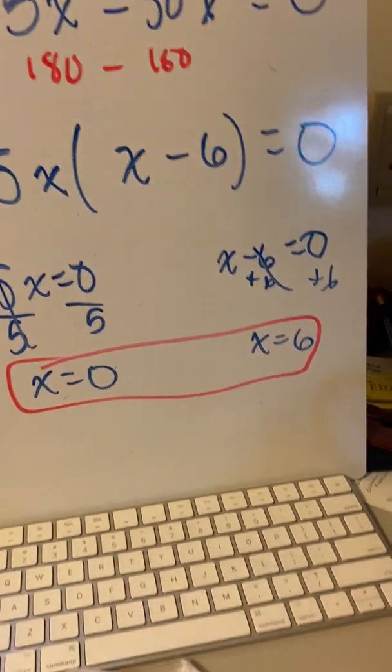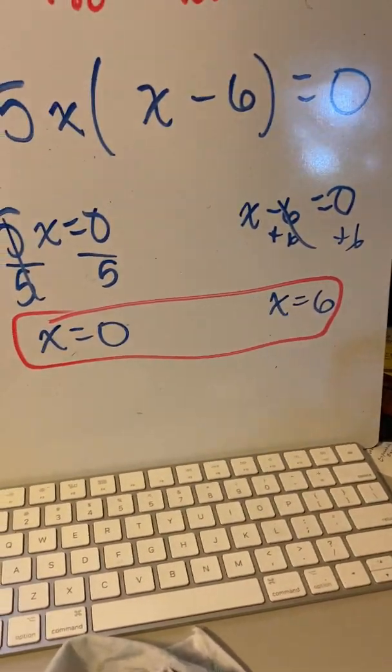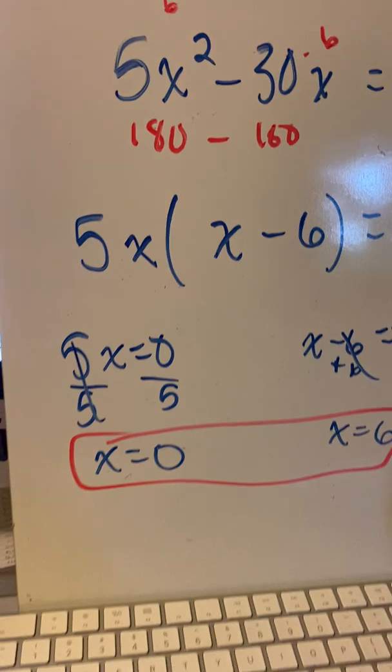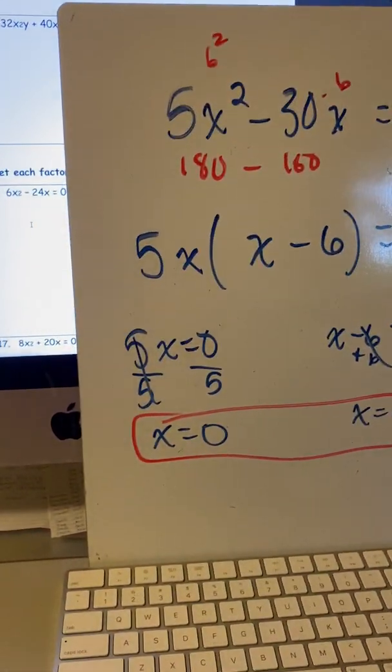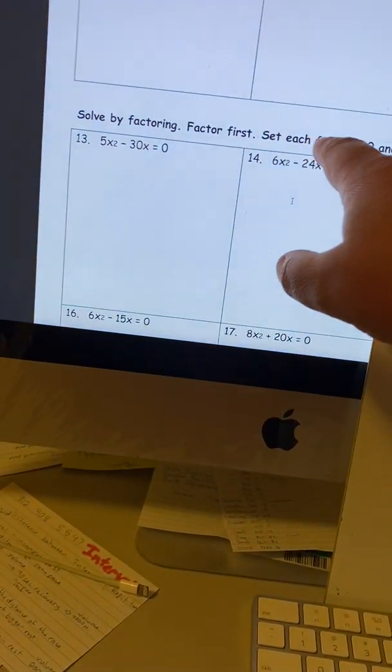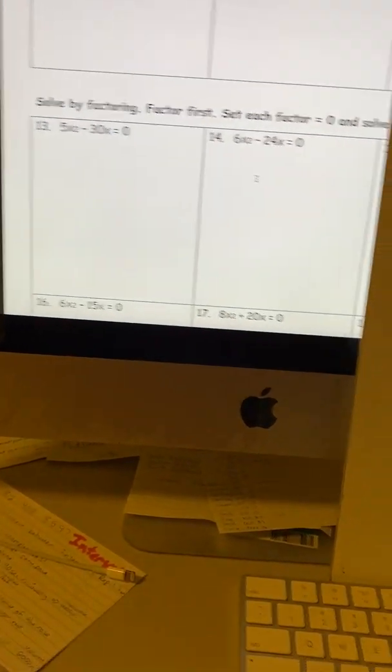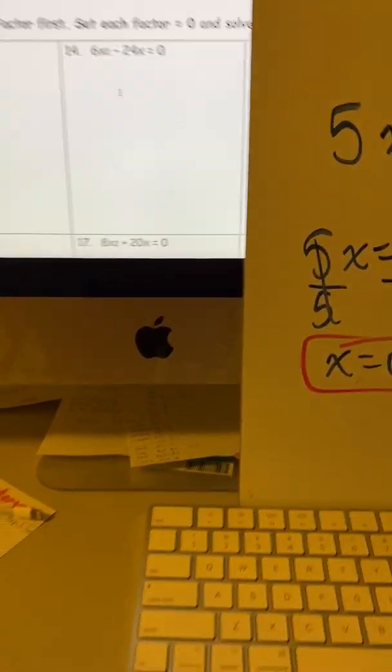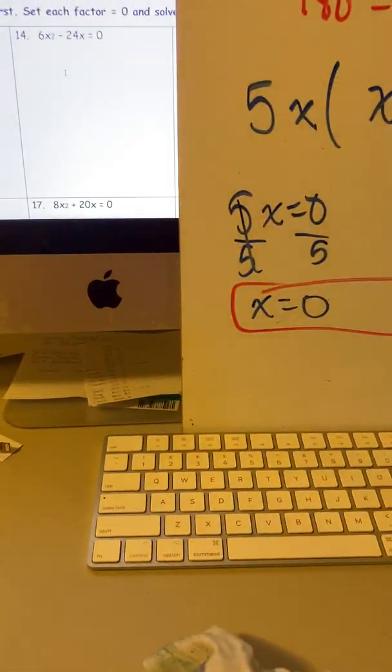There are 2 answers. Now, algebraic equations up until now, you've only been able to find an answer unless it was an inequality. And then you found multiple. But these, you're finding sets of answers. That's why set each factor. That's why these are sets, solution sets. Okay, you'll hear teachers say that.